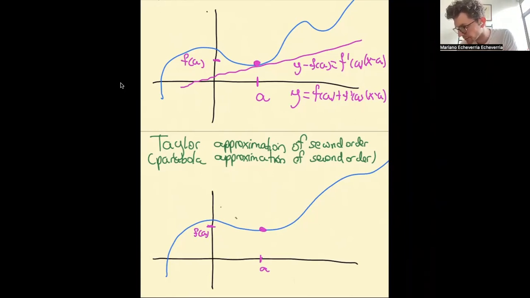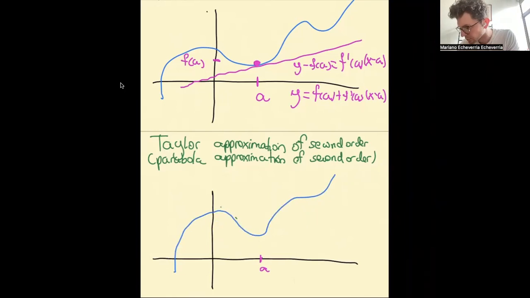I prefer the graph from last time. So what I'm trying to say is that now we're trying to find a parabola that approximates the graph here. Okay. So this is a parabola approximation, the green curve that you see here. And the equation of this green curve is kind of funny. It starts the same as before.